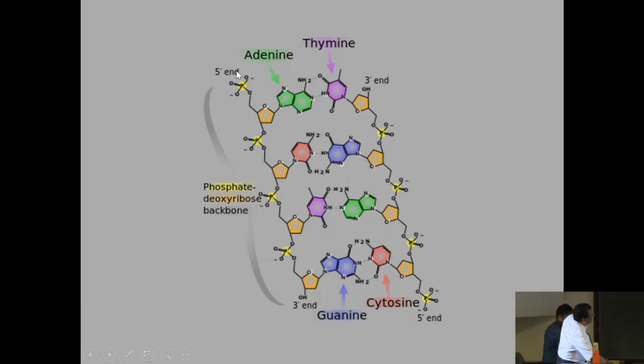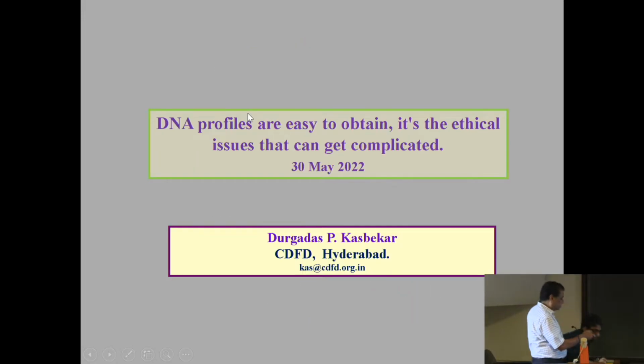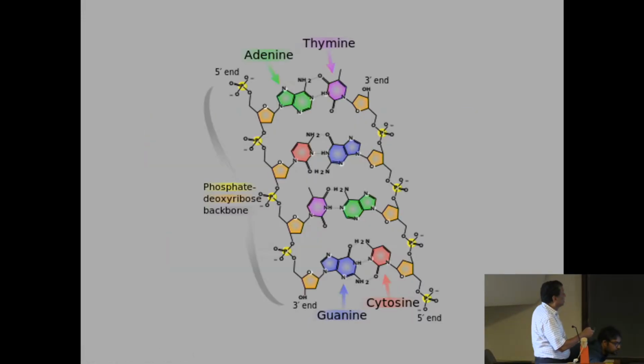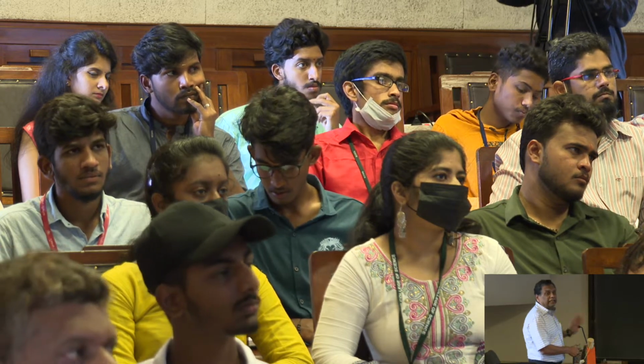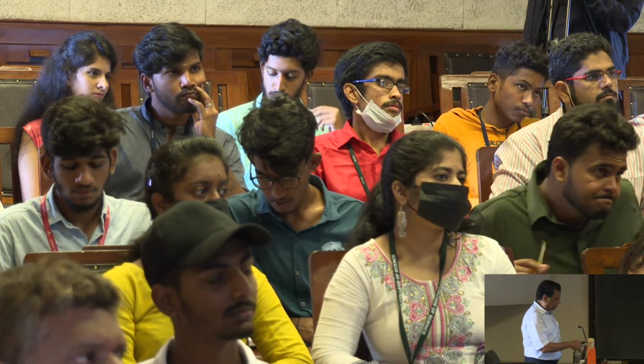There is a ladder. I thought that people on the webcast may not be able to see it. So these are the sugar phosphate backbones. One backbone goes 5' to 3' in this direction, and the other one goes 5' to 3' from here. So they are called antiparallel strands.